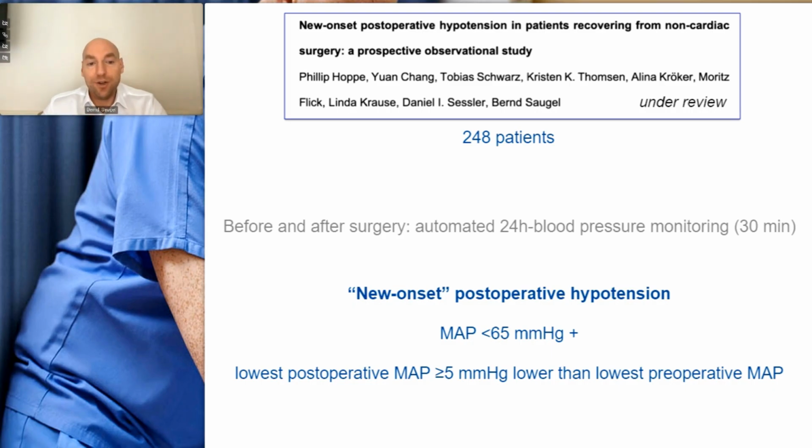We defined new onset postoperative hypotension. So this is hypotension that the patient is not used to, by saying this is a mean arterial pressure below 65, when this blood pressure also is lower than the blood pressure the patient had before surgery. Because if you have low blood pressures before surgery, it's very unlikely that low blood pressures after surgery reflect a clinical problem. But if you are used to high or normal blood pressures before surgery, and then you develop hypotension after surgery, this may indicate that there may be a problem like bleeding or sepsis.